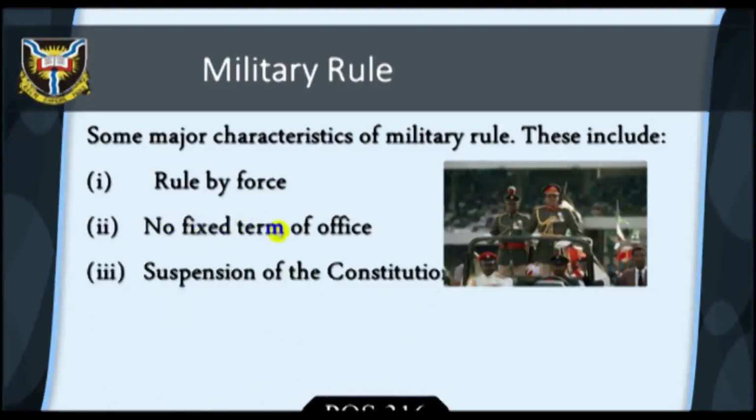Obviously, without any fixed term of office, a regime is less competitive in character, and this implies that it is likely to be more oppressive and authoritarian than a civilian administration, which can be removed through the electoral process at the end of a term.